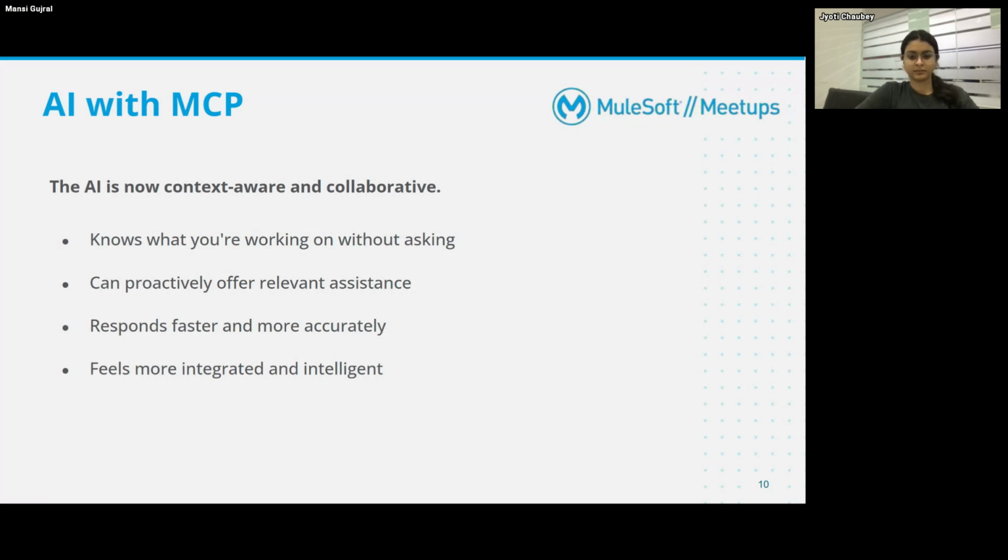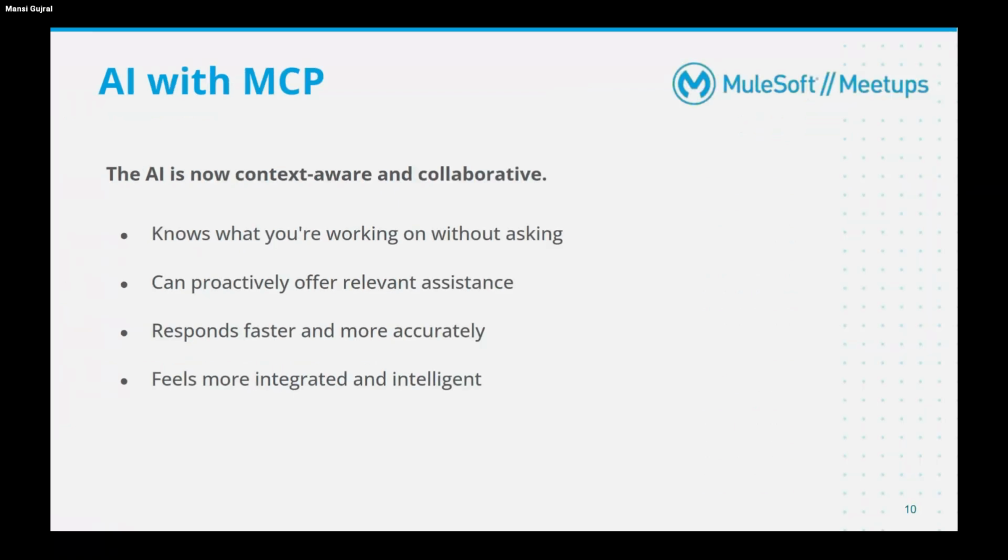So now we can say that the AI with MCP is context aware and collaborative because it knows what you're working on, and we don't have to specifically mention. It can proactively offer assistance to us. So if we are debugging the code or anything, it can actively give us some prompts or some responses as well, so that we can check those. It responds faster and more accurately, and it feels more integrated and intelligent as well.